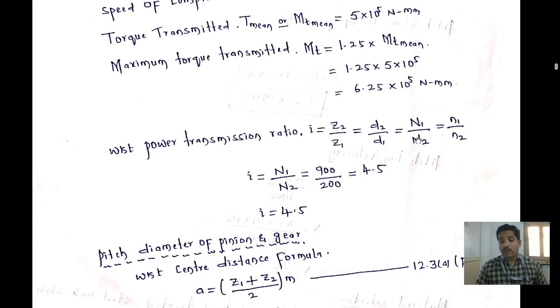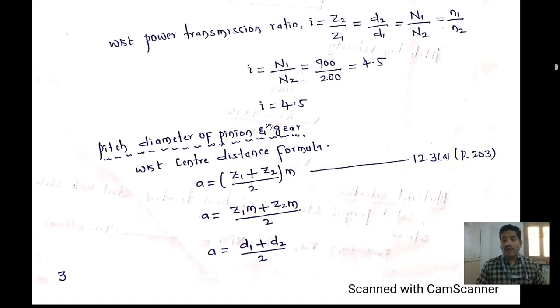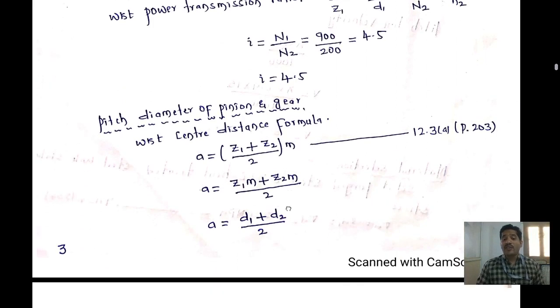What is the formula? N1 by N2. N1 is how much? The RPM value is 900 by 200. If you cancel, it becomes 4.5. So the power transmission ratio value i, how much did we get? 4.5.